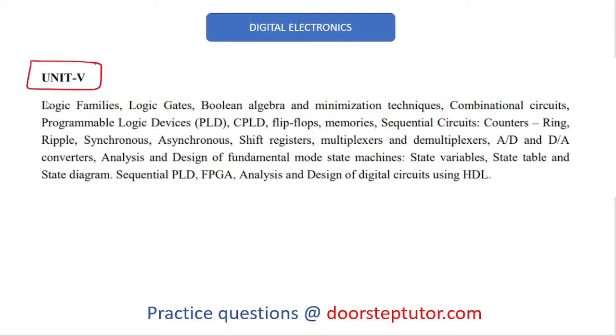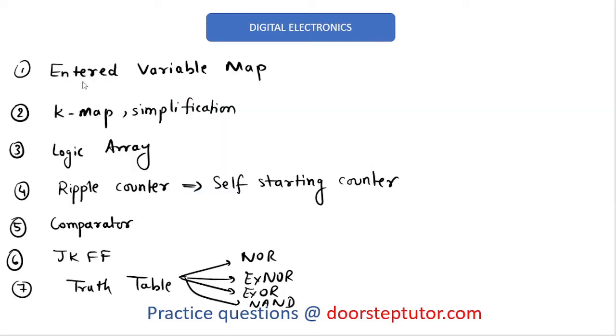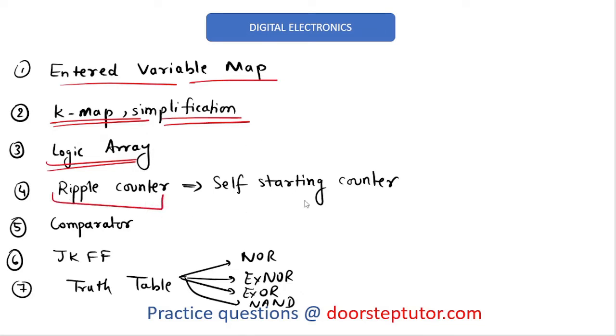Next is Unit 5, that is digital electronics. From digital electronics, they have asked a question related to entered variable map. What is entered variable map? Then they had given one K map and they had asked what will be the simplification of this K map. There was a question related to logic array, like we had to find out the output expression. There was a question related to ripple counter, and they have asked whether it is a self-starting counter or not.